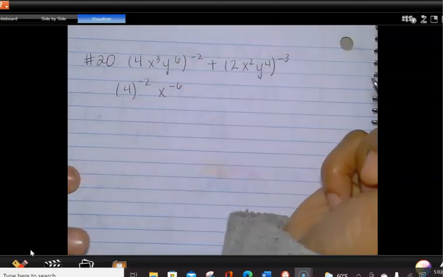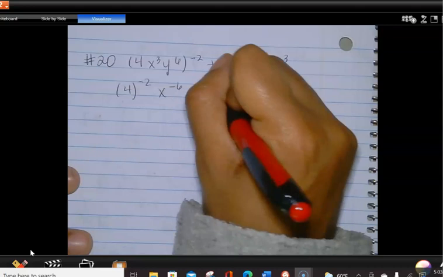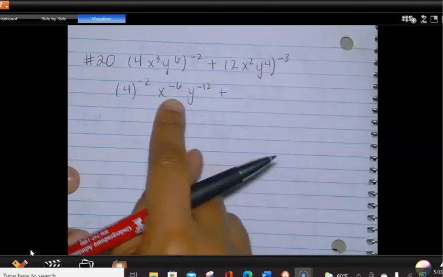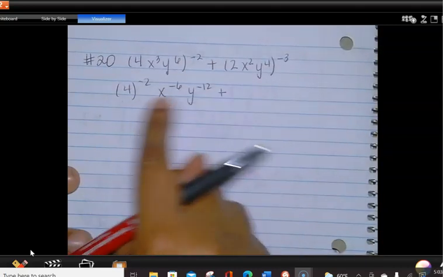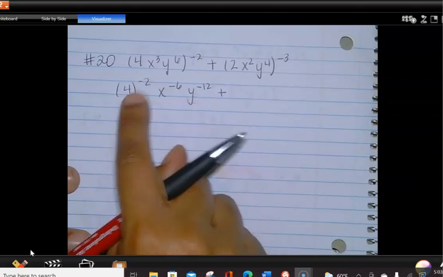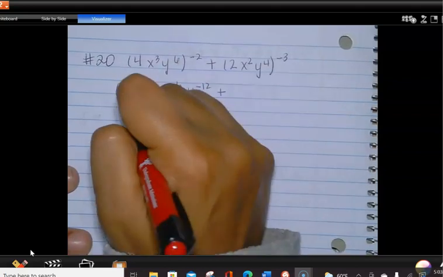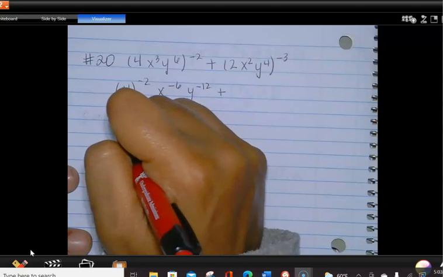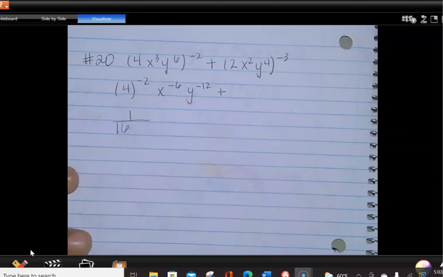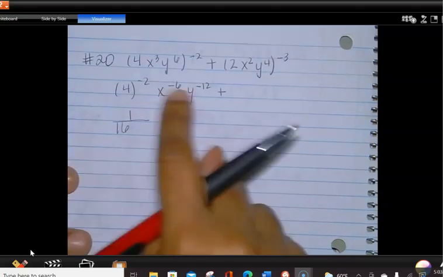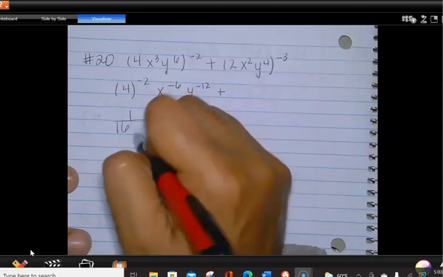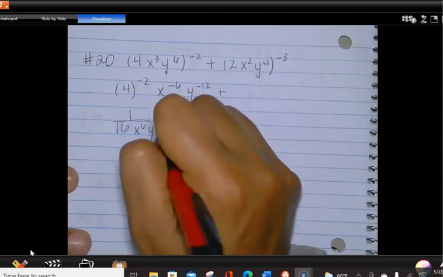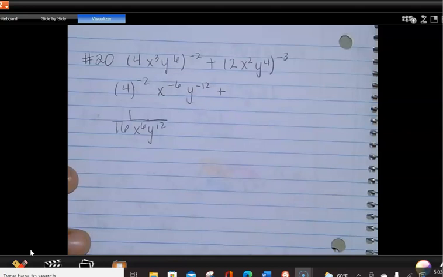You could have done 3 times -2. Y to the -12, I put a plus. Now I'm going to come back before I go here, and let's clean this up. Remember, this is 4 to the -2, so that is 1/4 squared. There's a 16 at the bottom. And these two guys are not happy, so guess what? They're down there with the 16. So that's the first term.